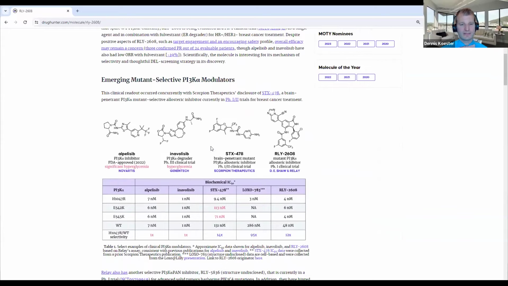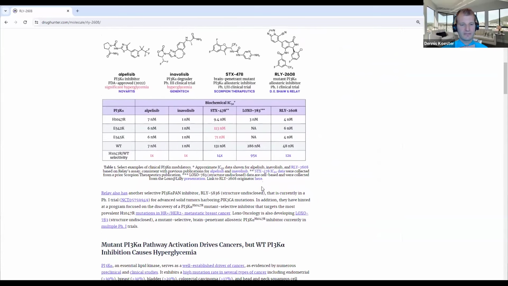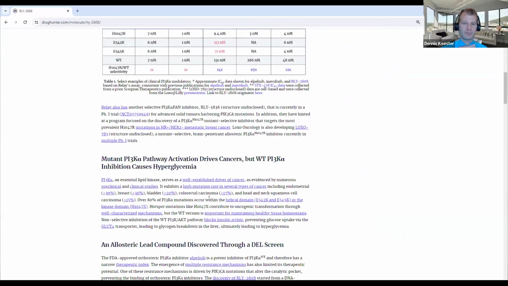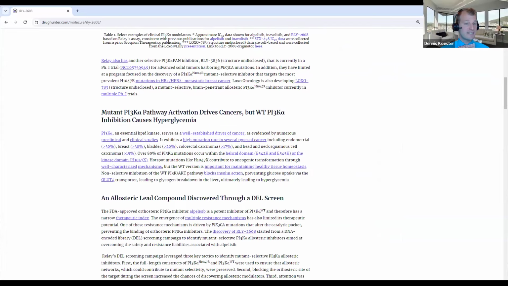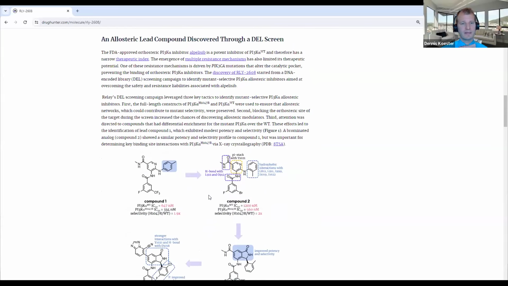So basically here is an example of how a selectivity problem was solved in this kind of context. We will show the competitive landscape. You can see other PI3 kinase inhibitors that maybe don't display any selectivity. We will relate the target, in this case PI3K, to the disease that this drug is being used for.